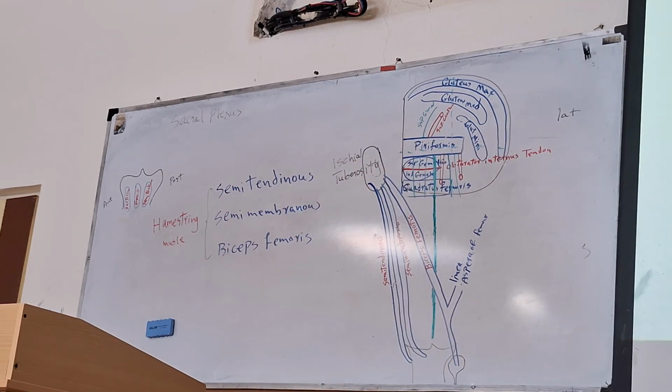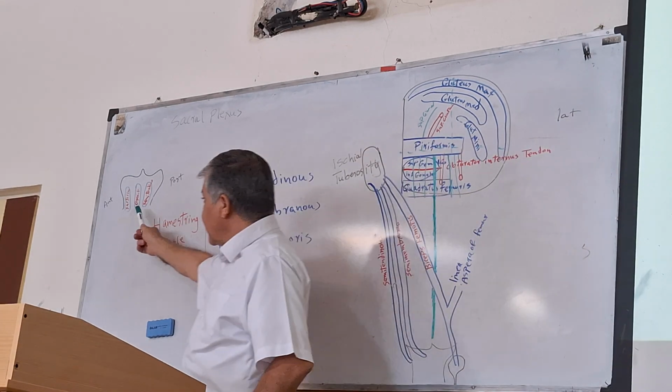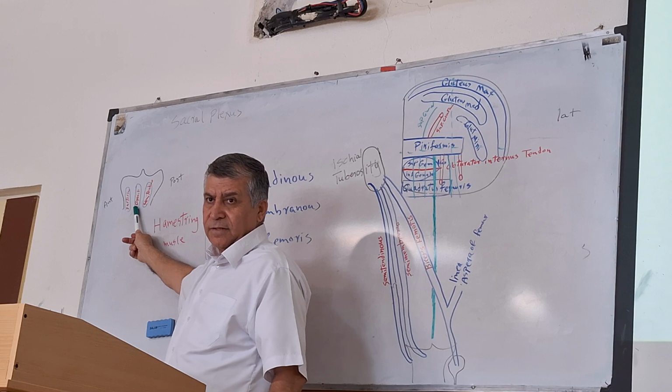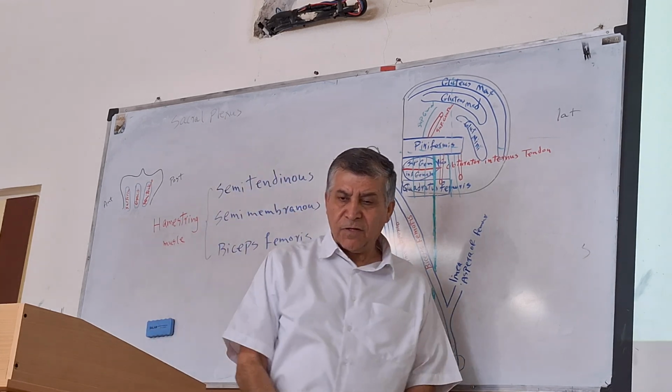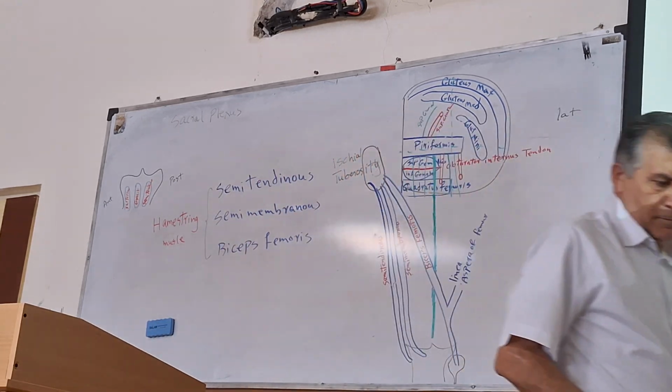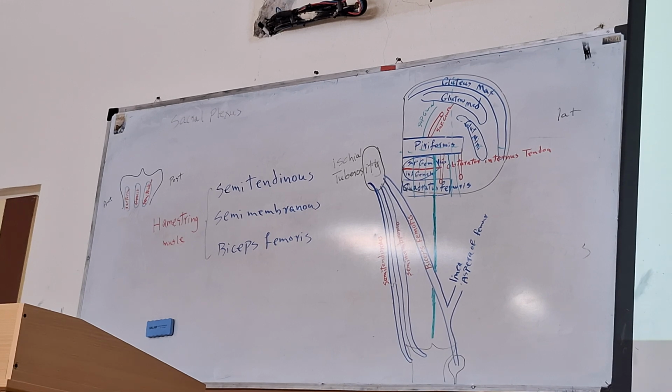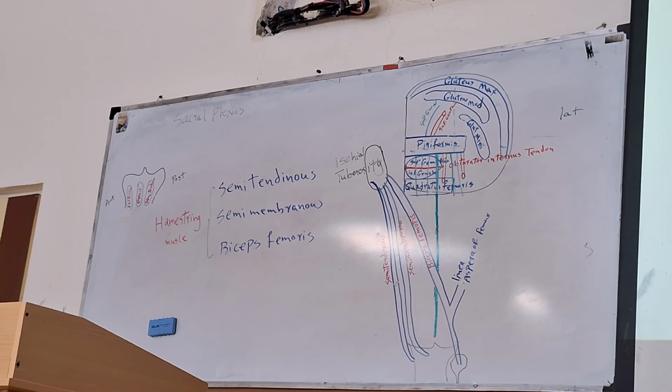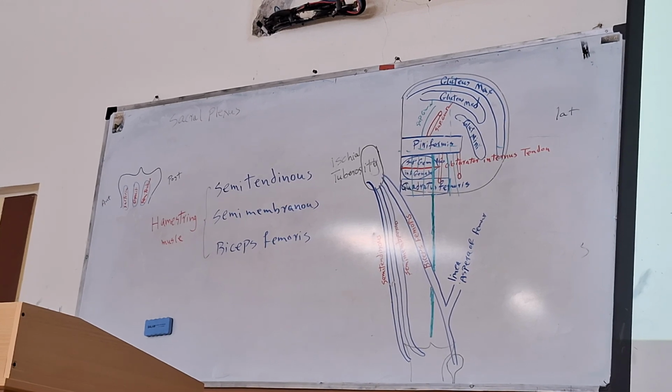What is the name of the muscle in the middle of the triangle? This one, gracilis, from the medial compartment. The hamstring muscles are all innervated by the sciatic nerve.